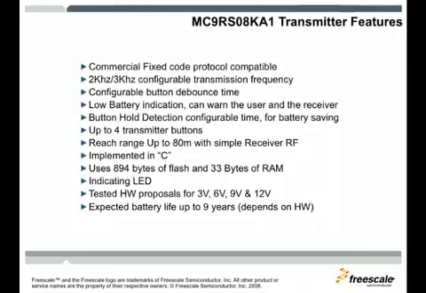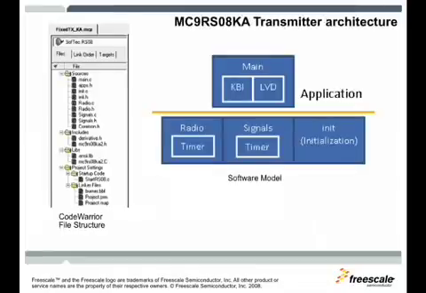Another proposed transmitter version is based on the ultra-cost-effective KA1. This sub 50-cent microcontroller provides enough functionality to support a low-end solution. The compact implementation of the code uses only 894 bytes of flash and 33 bytes of RAM, and it's completely coded in C. There is a simplified layer structure in this software implementation.